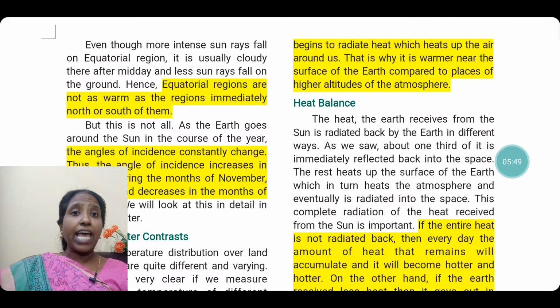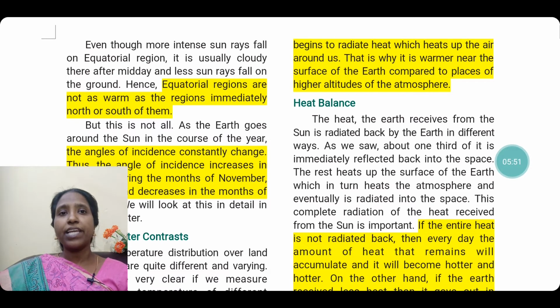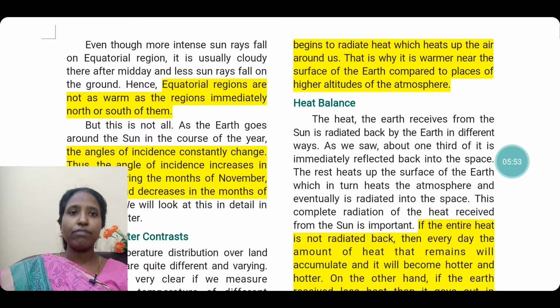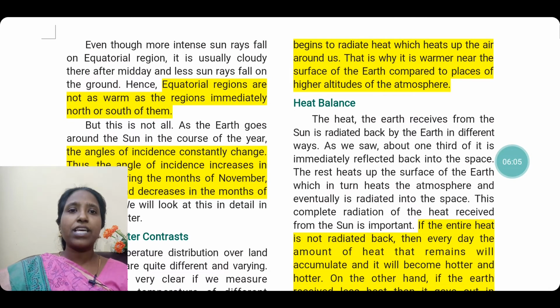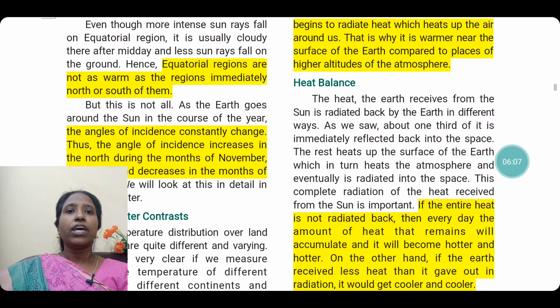Equatorial regions are not as warm as the regions immediately north or south of them, because there are usually cloudy days. After midday, fewer sun rays fall on the ground than at the equator. The areas beside the equator get a lot of heat.